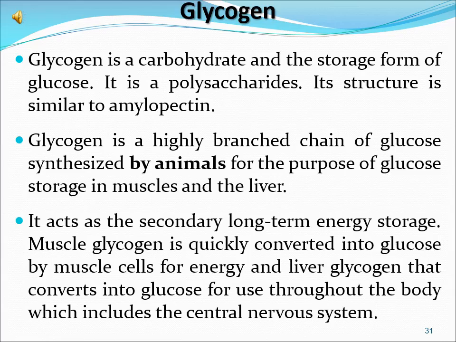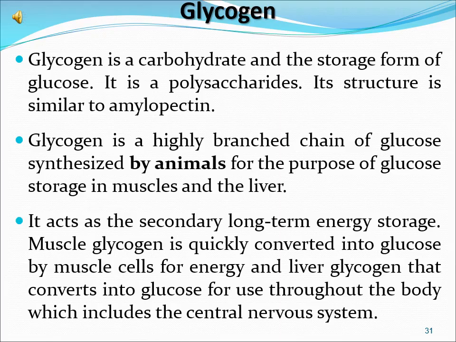What is glycogen? Glycogen is a carbohydrate and the storage form of glucose. It is a polysaccharide. Its structure is similar to amylopectin. Glycogen is a highly branched chain of glucose synthesized by animals for the purpose of glucose storage in muscles and the liver. It acts as a secondary long-term energy storage.